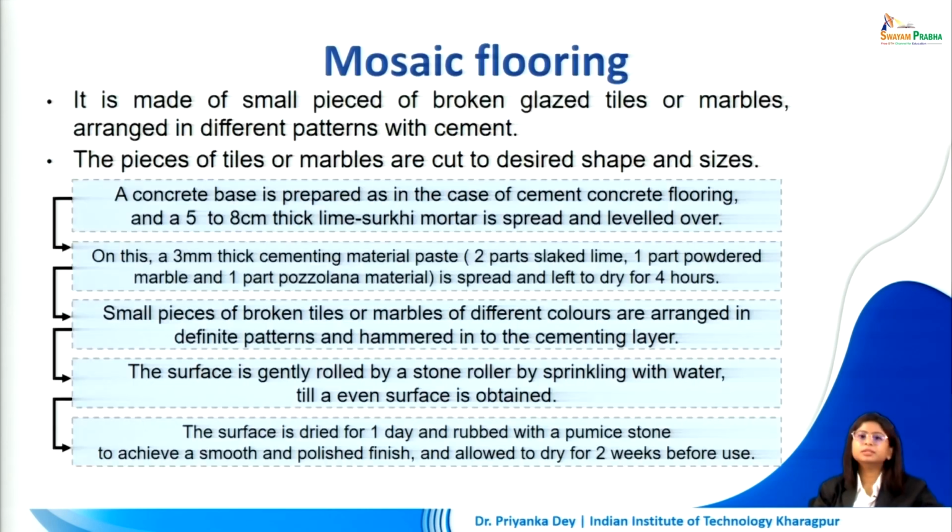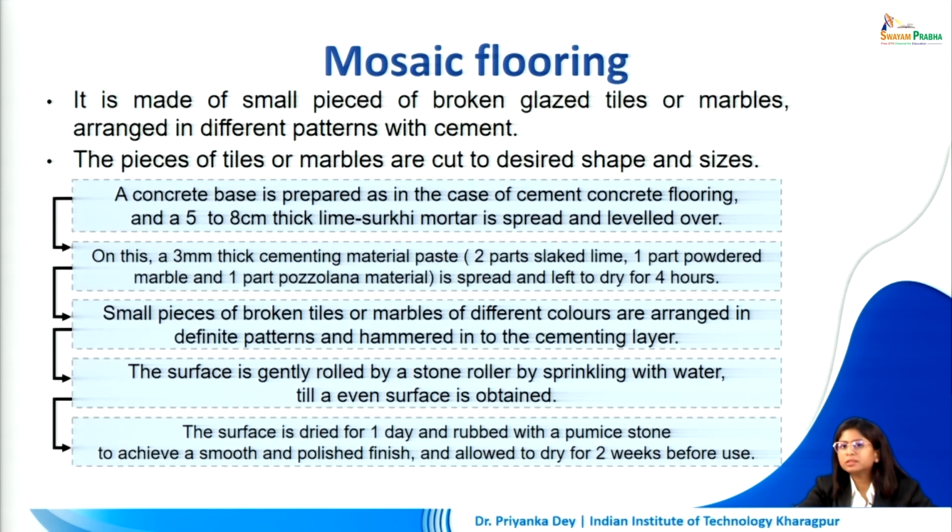Then comes the mosaic flooring. This is also made up of small pieces of broken glazed tiles or marble, which are arranged in different patterns with cement. Now, the pieces of tiles or marble are first cut into desired shapes and sizes. The concrete base is prepared.